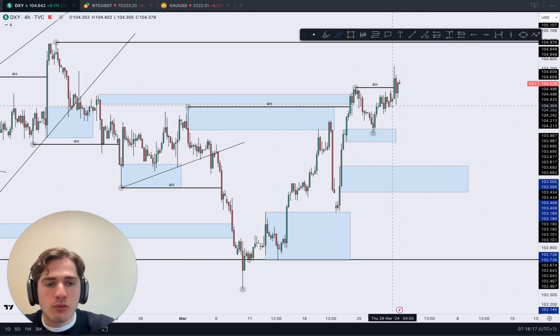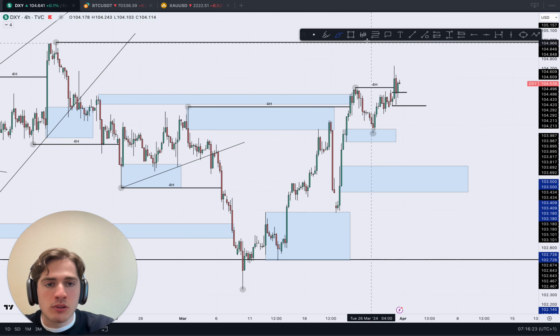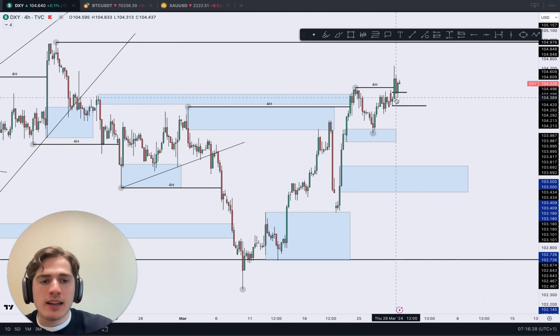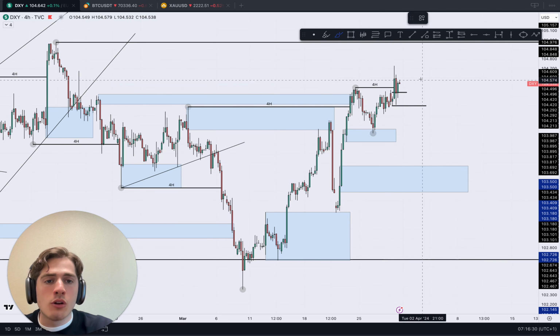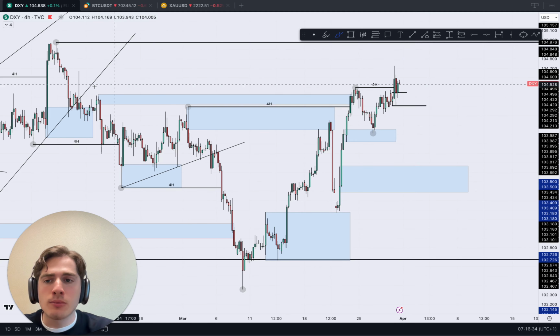At the moment, the overall fractal structure low is this low over here, and as we can see, yesterday we tapped back towards this area of demand, right? This sell before the buy candle is your demand zone, and from there we've continued higher. So what I'm looking for is some follow through towards the upside to reach that 105 level.